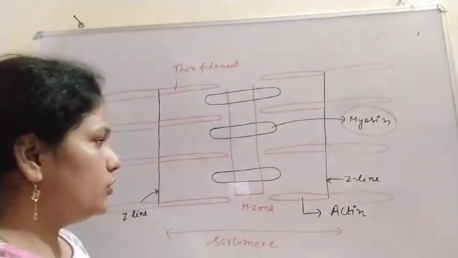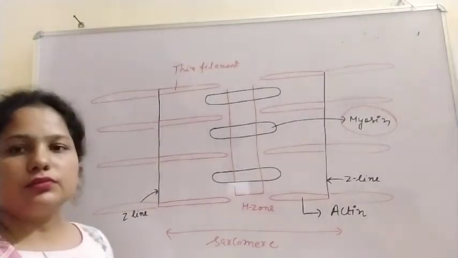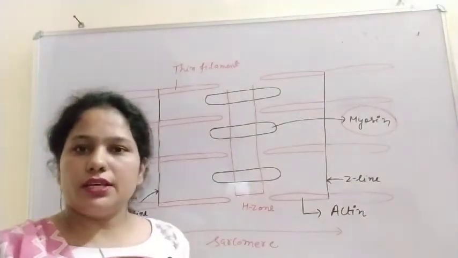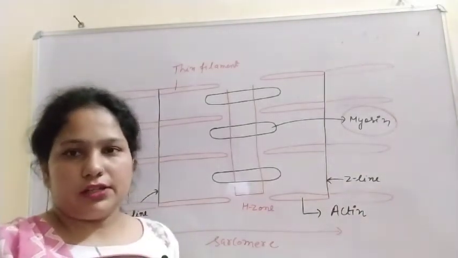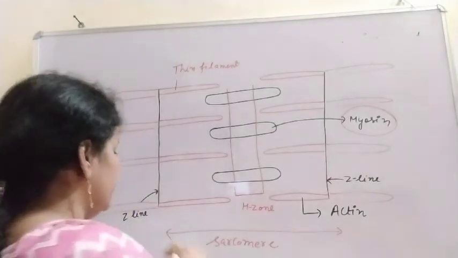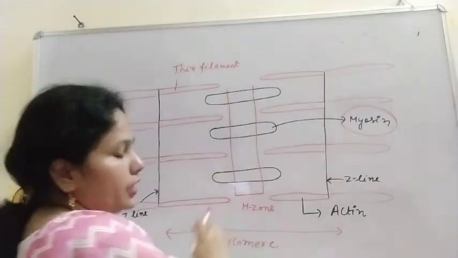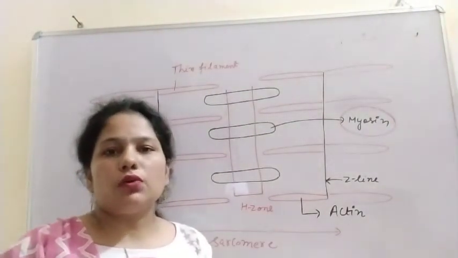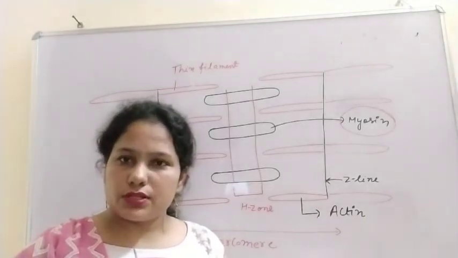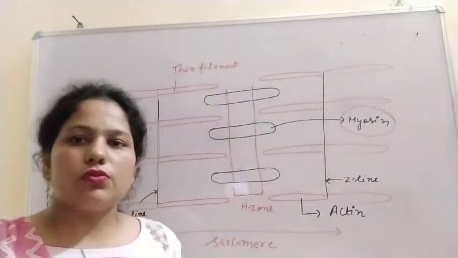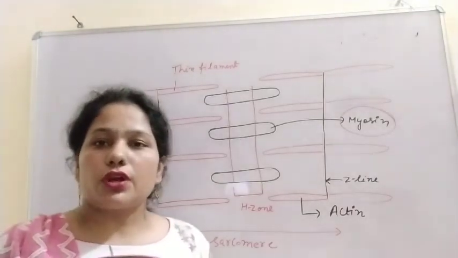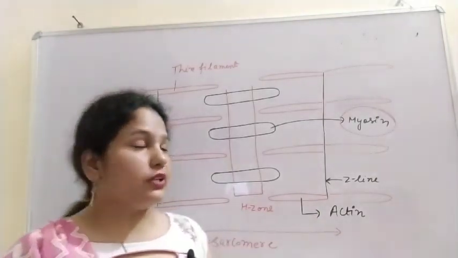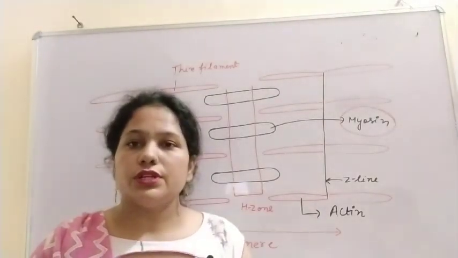So I think you understood the A band, the anisotropic band, the I band, the isotropic band, actin protein, myosin protein, the Z line, and also the H zone. So that was about the detailed structure of skeletal muscles. Now after this we will discuss the structure of these contractile proteins, actin and myosin protein, in detail. So I think you understood the structure of skeletal muscles.